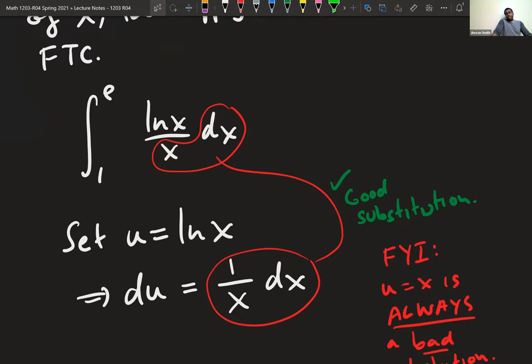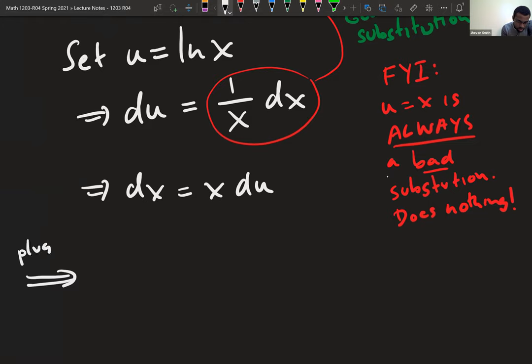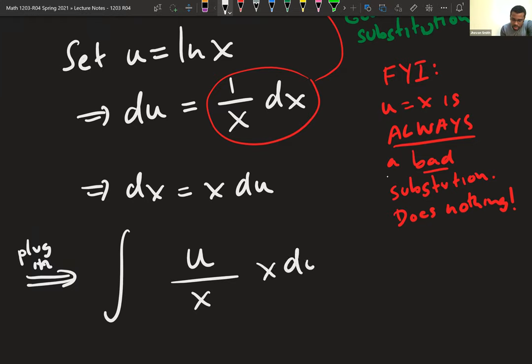Okay, all right. So now we have that substitution. We know it's going to work. So what we can do is solve for our dx. And then we plug in. So our ln x was u. X I didn't do anything with. And then the dx becomes x du.